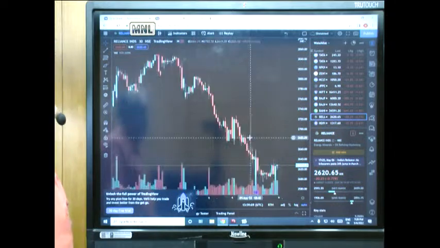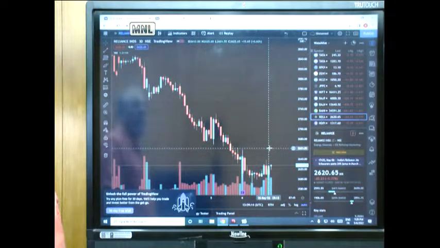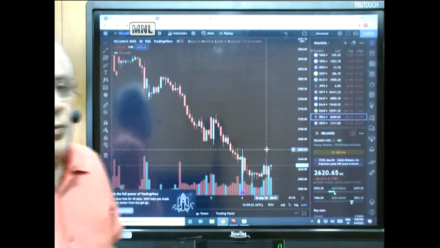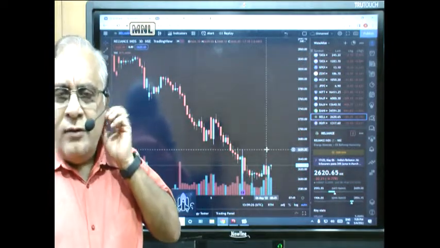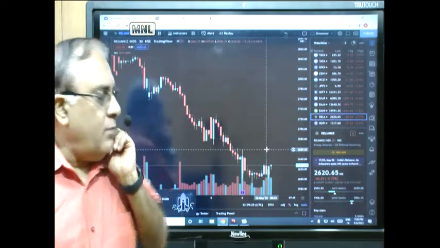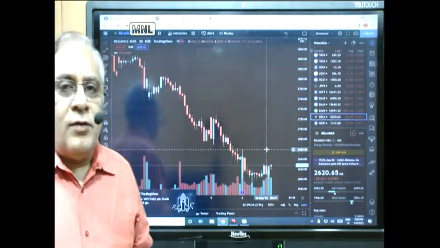So now the new thing is that it should cut this particular level, that is 2601. If 2601 is cut, then keep 2639 as a stop loss and go short. So clearly, very easy, no complications and other things. So straight away we are looking at a very easy way of trading.